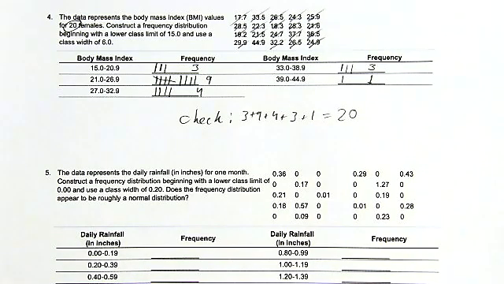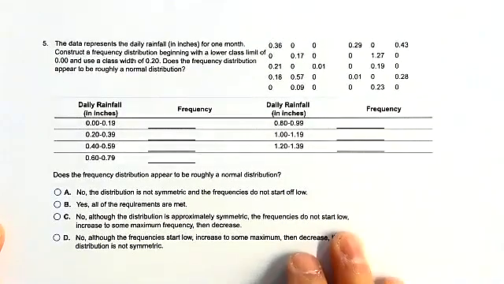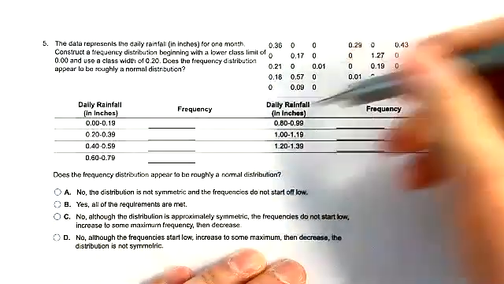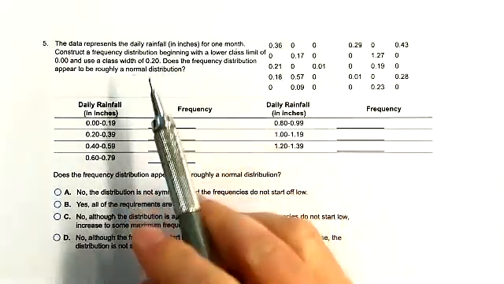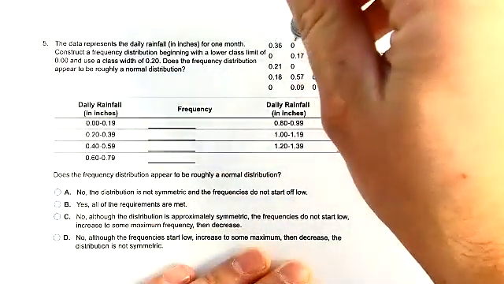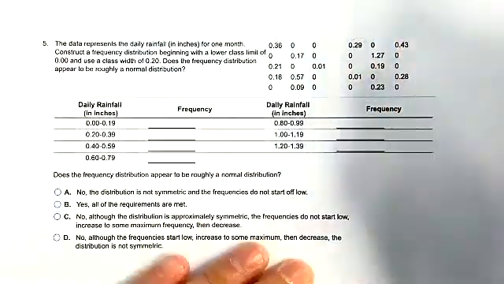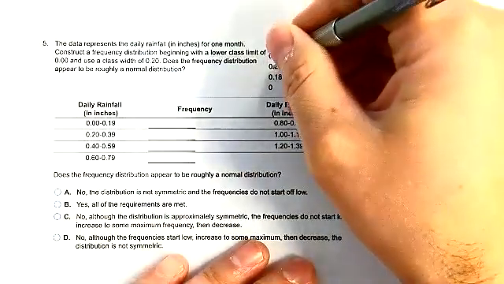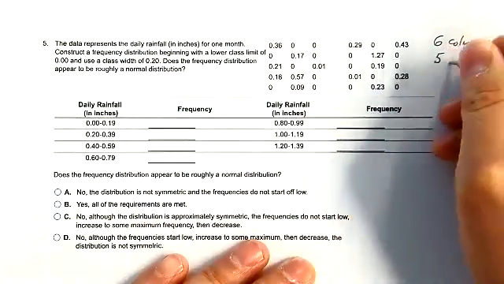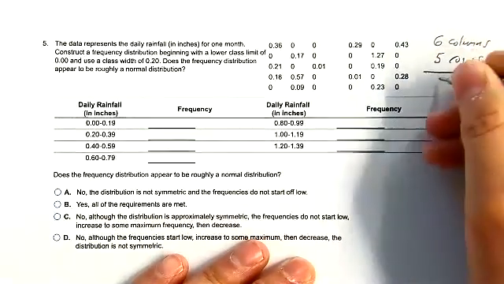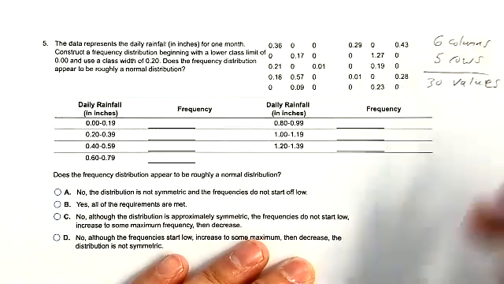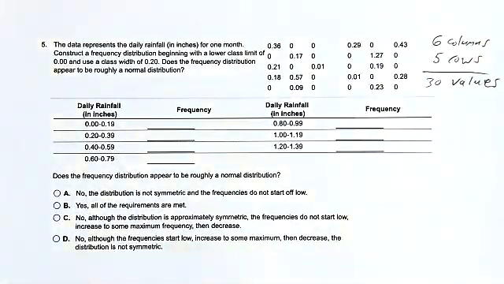Okay, 5 is the exact same, so I won't sit here and do it. I'll just give you the answers. But first we should find out, well, how many numbers do they have? This is rainfall in inches for 1 month. So they have 1, 2, 3, 4, 5, 6 columns, and they have 1, 2, 3, 4, 5 rows, which means there are 30 values here, just multiplying those two numbers. So there's 30 numbers, which will be what we use to check our answers.